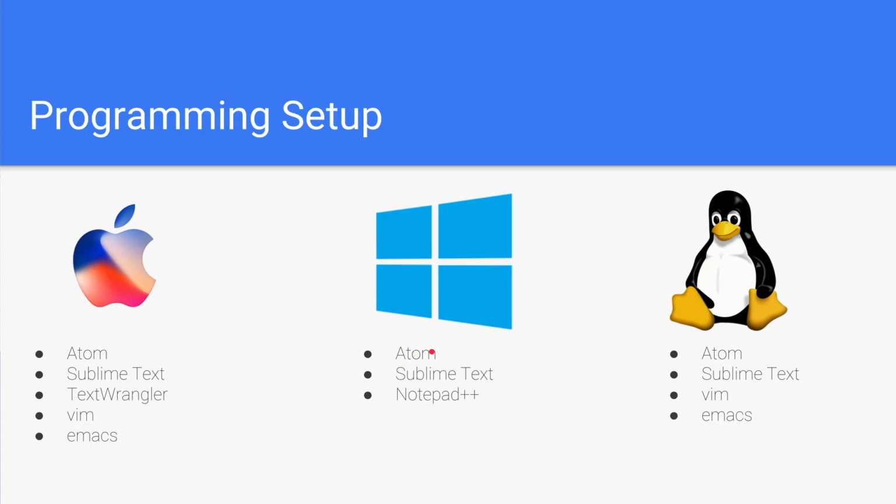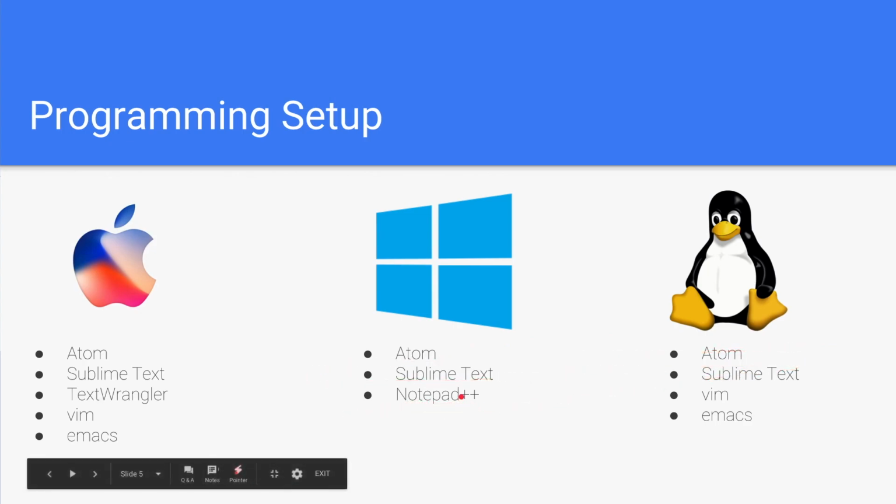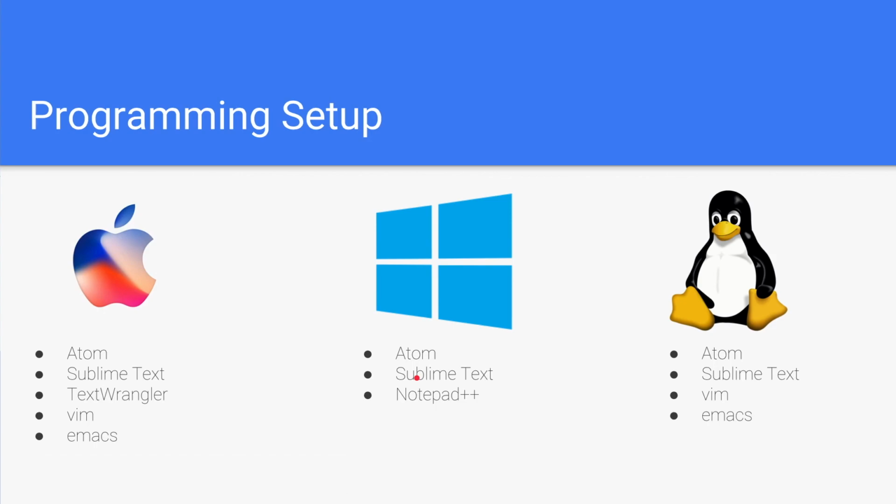There's also Atom, which, as you can see, is available on Apple devices, Windows, and Linux machines. So we have Atom, Sublime Text, and Notepad++. Personally, I like Sublime Text. It's simple, really neat and clean, and really easy for beginners to get the hang of. So for this video, we're going to set up our development environment with Sublime Text.